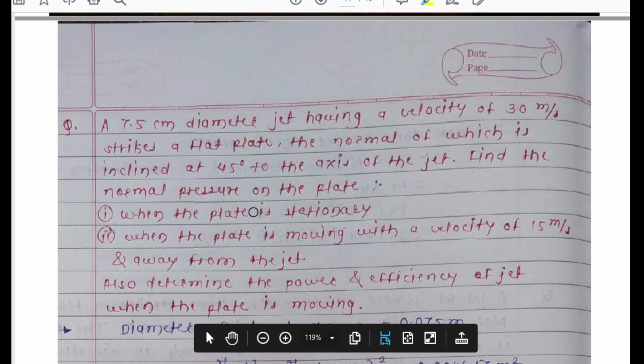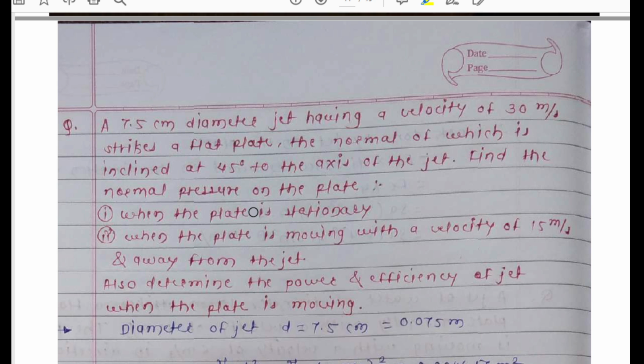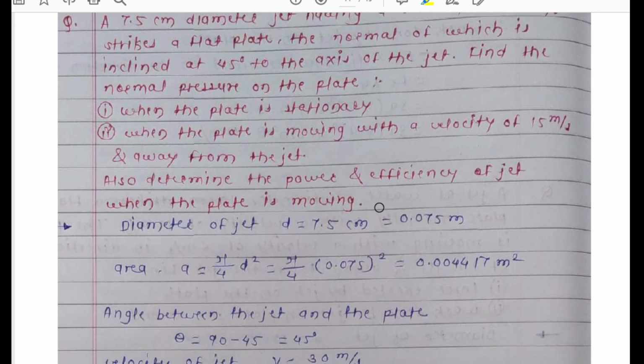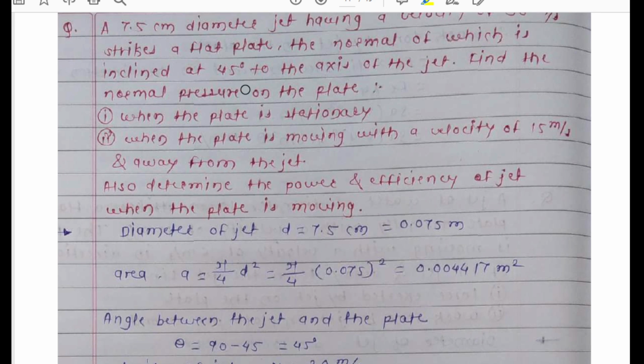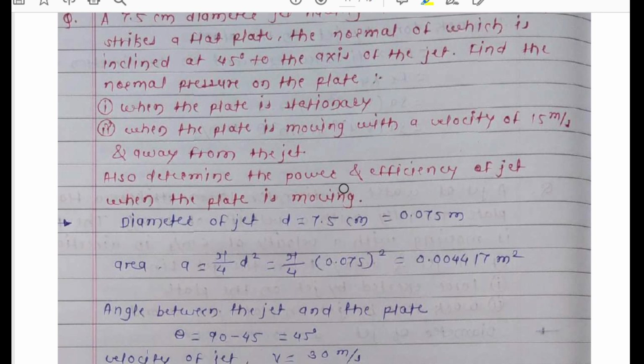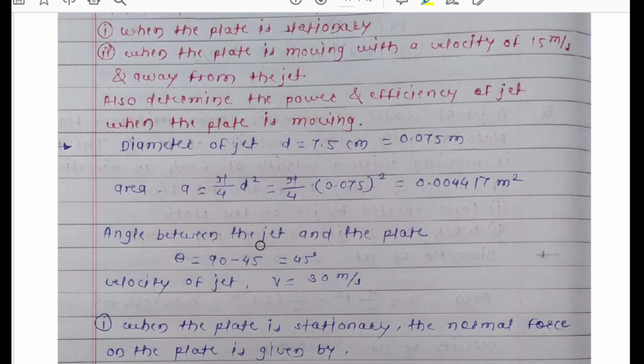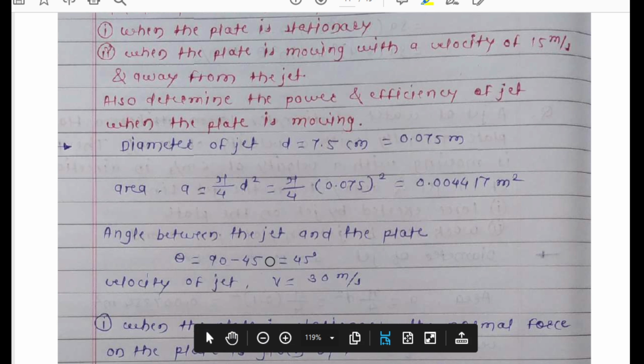This is also very simple, but the thing is that here the plate is inclined. Two conditions we have to solve: firstly, the inclined stationary plate, and second, the inclined moving plate. They have given the diameter of jet as 7.5 and the velocity of jet is 30 meters per second, and the inclination angle is given as 45. So the angle between jet and plate we have to find out by 90 minus inclination angle.